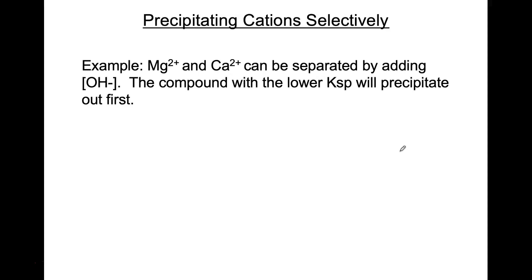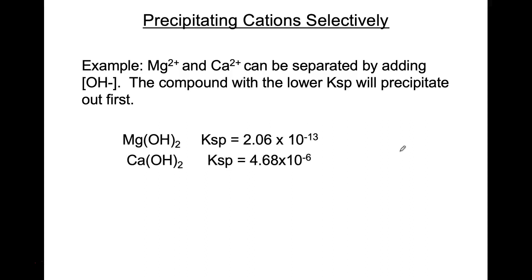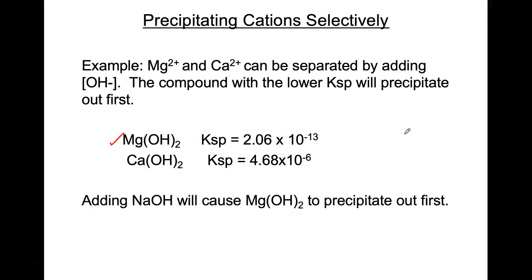Okay, precipitating cations selectively. In our example, magnesium and calcium ions can be separated by adding hydroxide ions. The compound with the lower KSP will precipitate out first. So here are the two compounds, and here are the two KSPs. And we can see by far, magnesium hydroxide has the lower KSP. So that's the one to precipitate first. So we're going to add sodium hydroxide to cause the magnesium hydroxide to precipitate out.